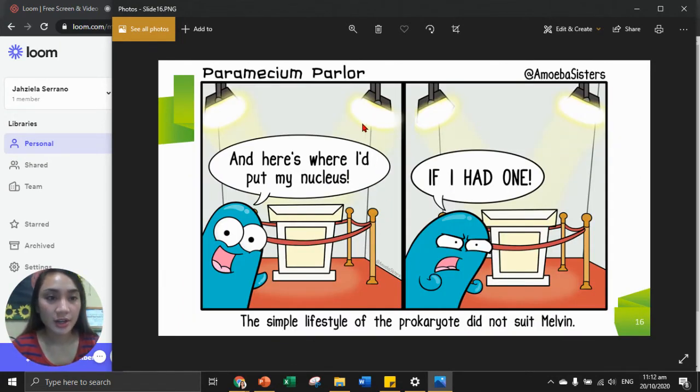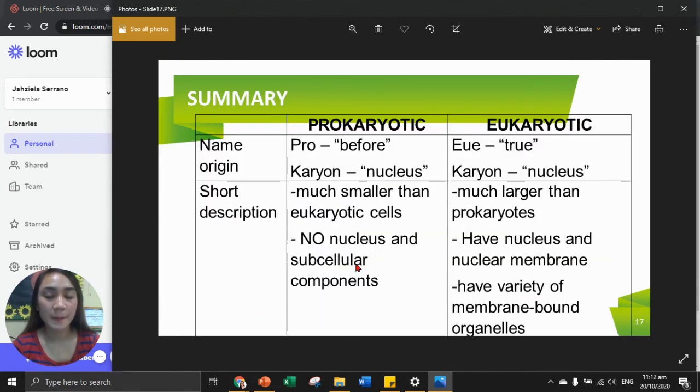So here's another picture. The prokaryote says, and here's where I'd put my nucleus, if I had one, but it doesn't have one. So this is the simple lifestyle of the prokaryote, whose name is Melvin. Okay? So this is my source, Amoeba Sisters.